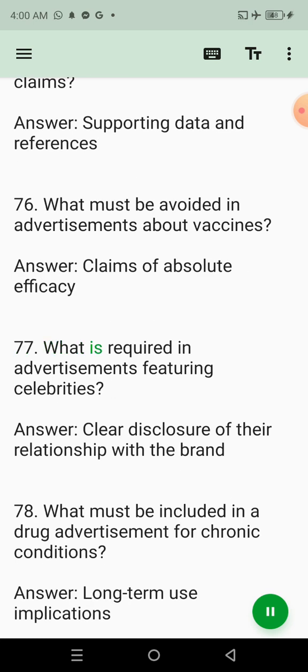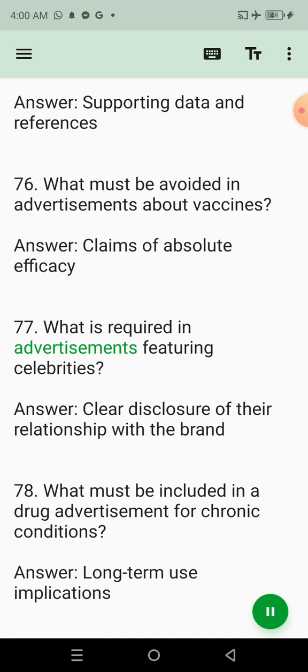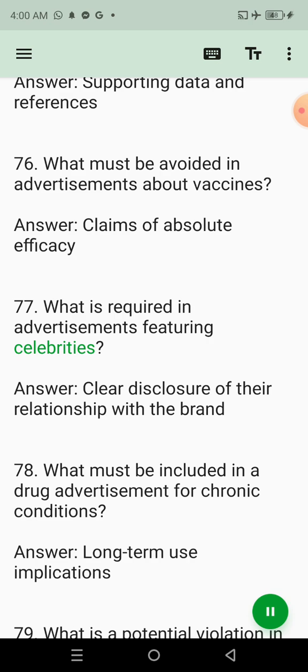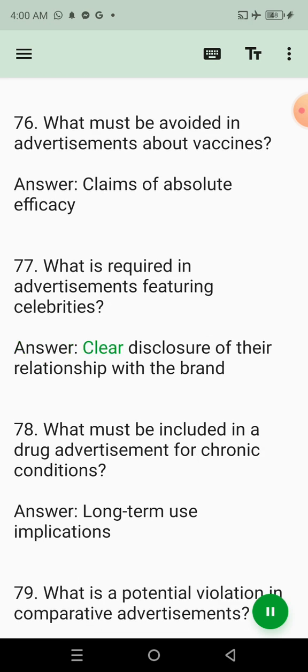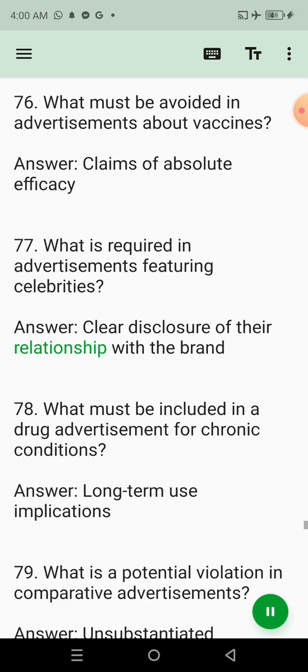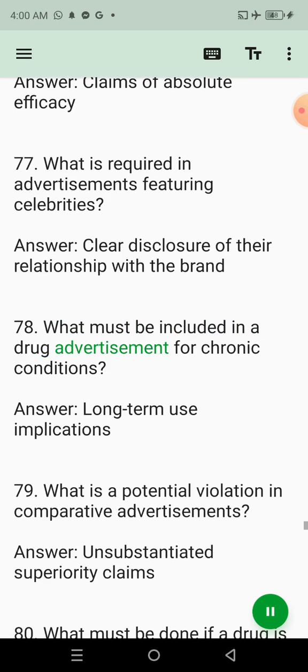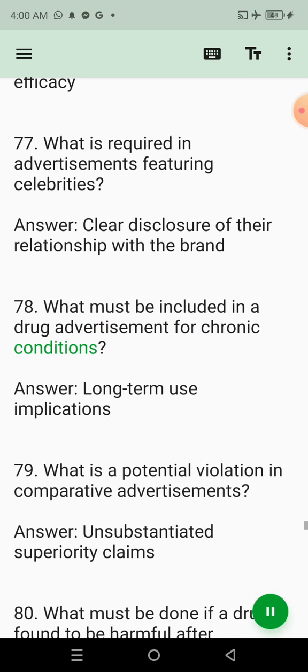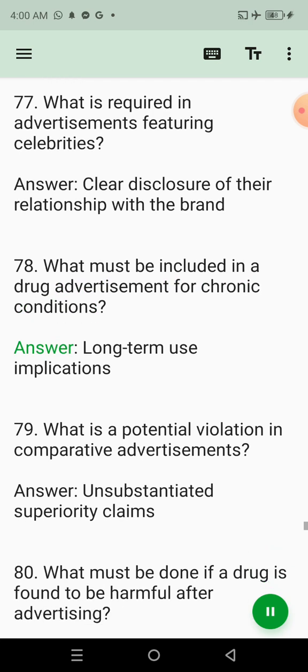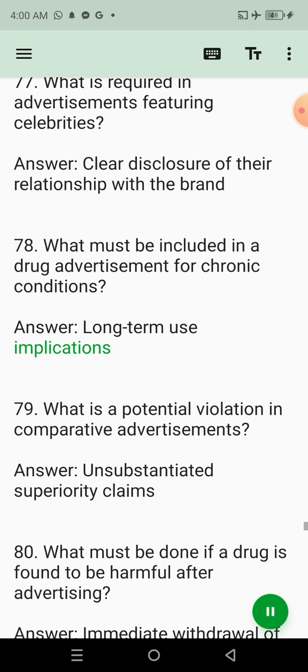77. What is required in advertisements featuring celebrities? Answer. Clear disclosure of their relationship with the brand. 78. What must be included in a drug advertisement for chronic conditions? Answer. Long-term use implications.